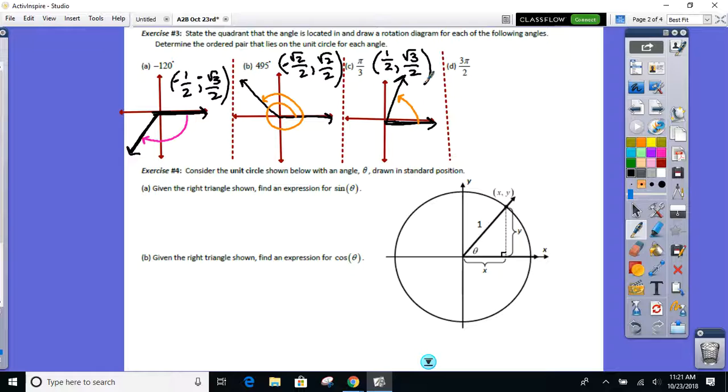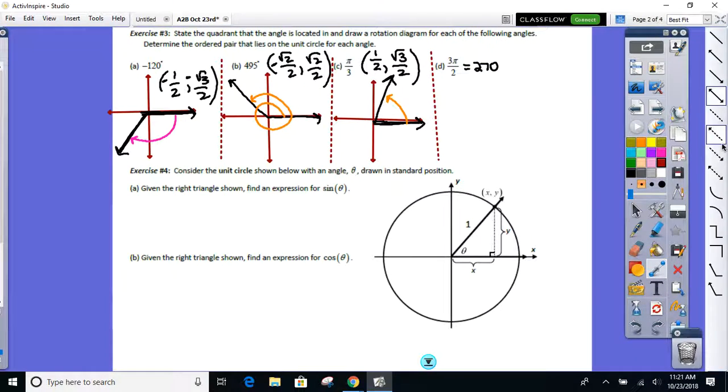Got a little challenge here for you, kids. 3 pi/2. We could convert it, get out our reference sheets, and multiply it by 180 over pi. But here we go. Pi over 2 is 90, times 3. How many degrees is this? 270. Where is 270? Not in a quadrant.